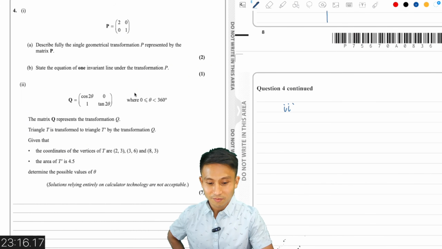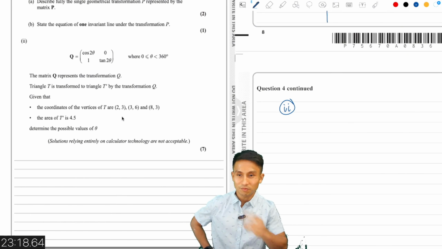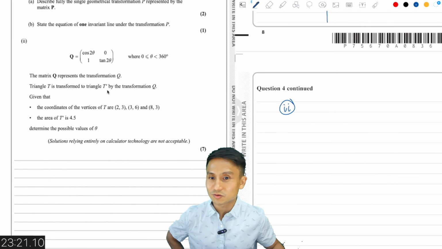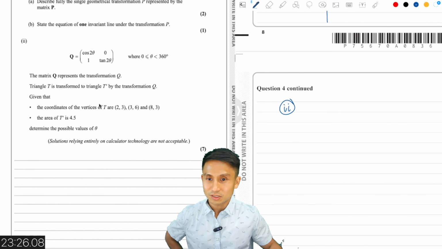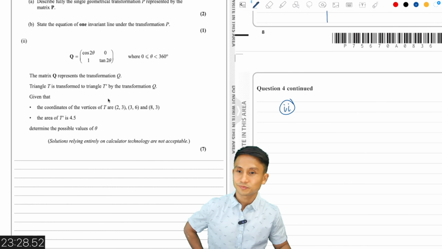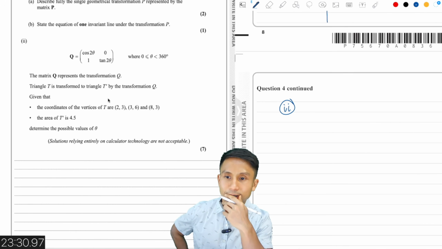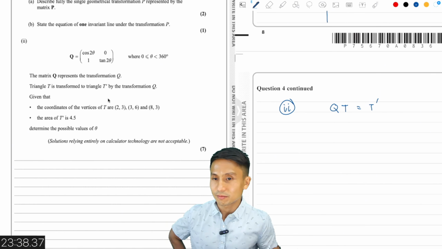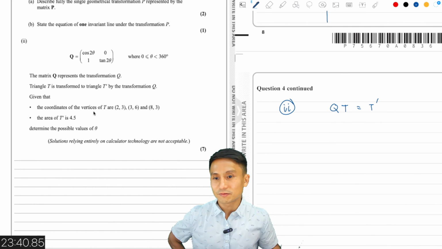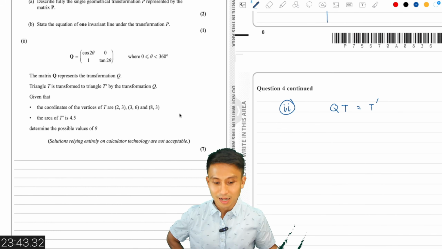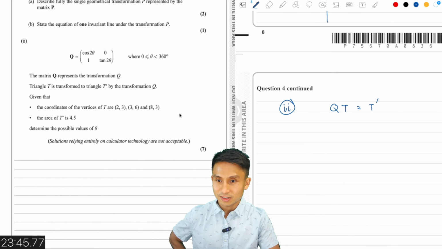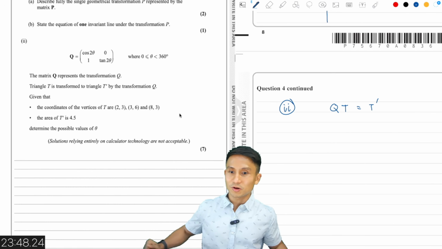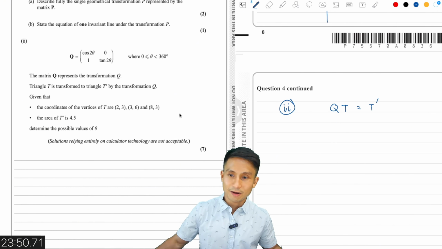Yeah, part II, we have that matrix Q. Matrix Q represents the transformation Q. Triangle T is transformed by transformation Q to triangle T prime, like that. Given that the coordinates of the vertices of T are that, and that, well, okay, the area of T prime is that. Okay, determine the possible values of theta here. All right.